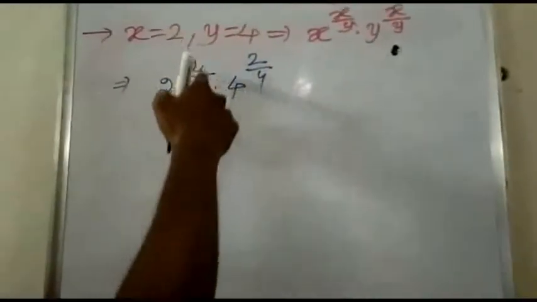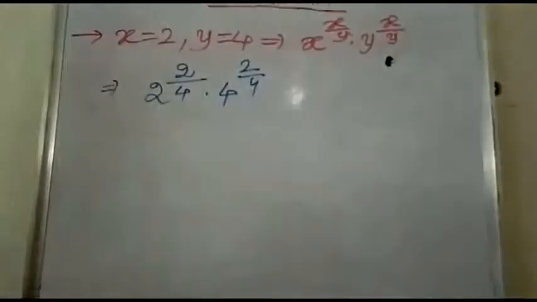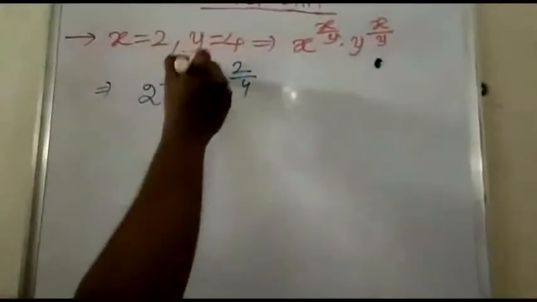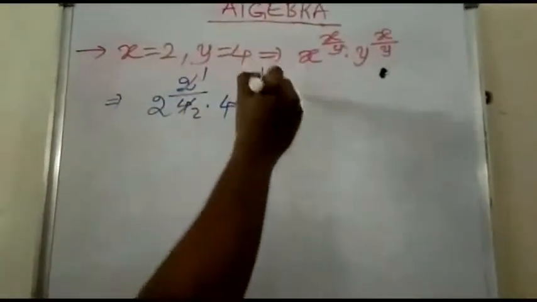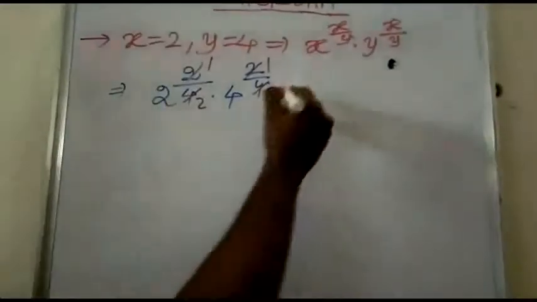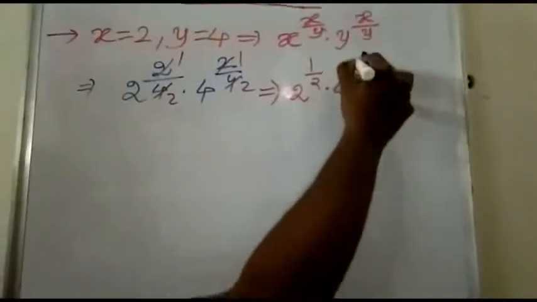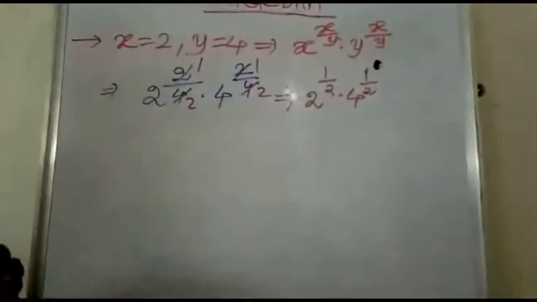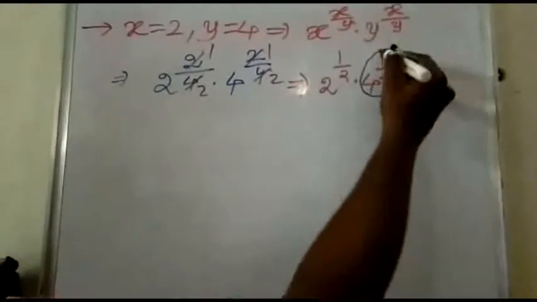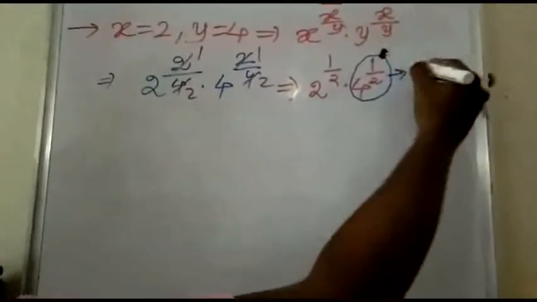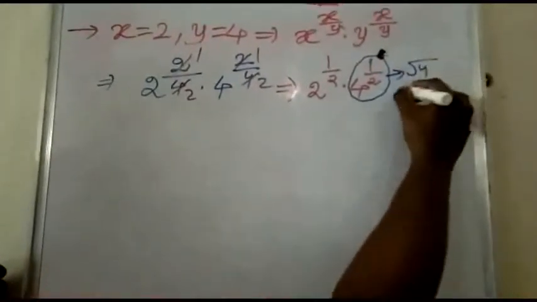x is 2, y is 4. So cancel this. Then what is the final answer? 2 power 1 by 2 into 4 power 1 by 2. 4 power 1 by 2 is nothing but the square root of 4, which is equal to 2.